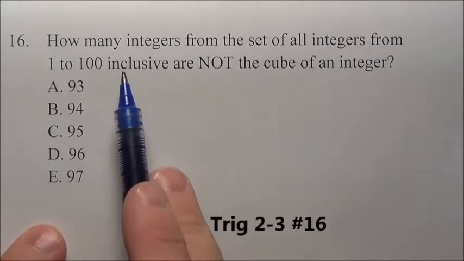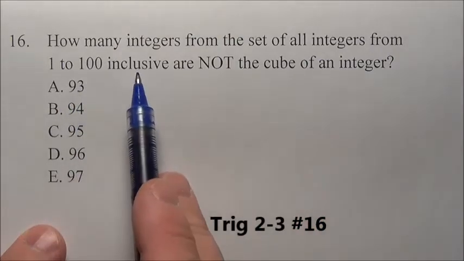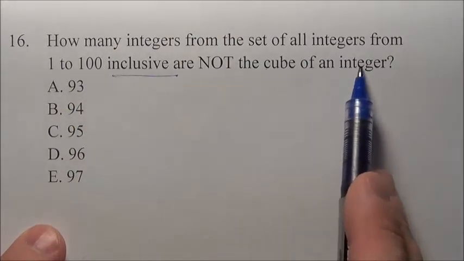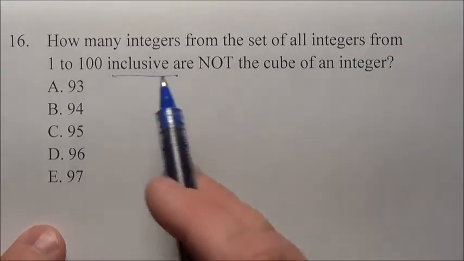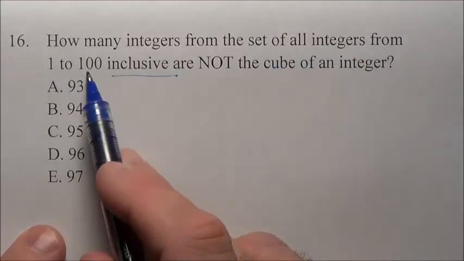Number 16, it says how many integers from the set of all integers from 1 to 100 inclusive are not the cube of an integer. What the heck is this saying? Here's what it's saying. How many integers from the set of all integers from 1 to 100 inclusive?